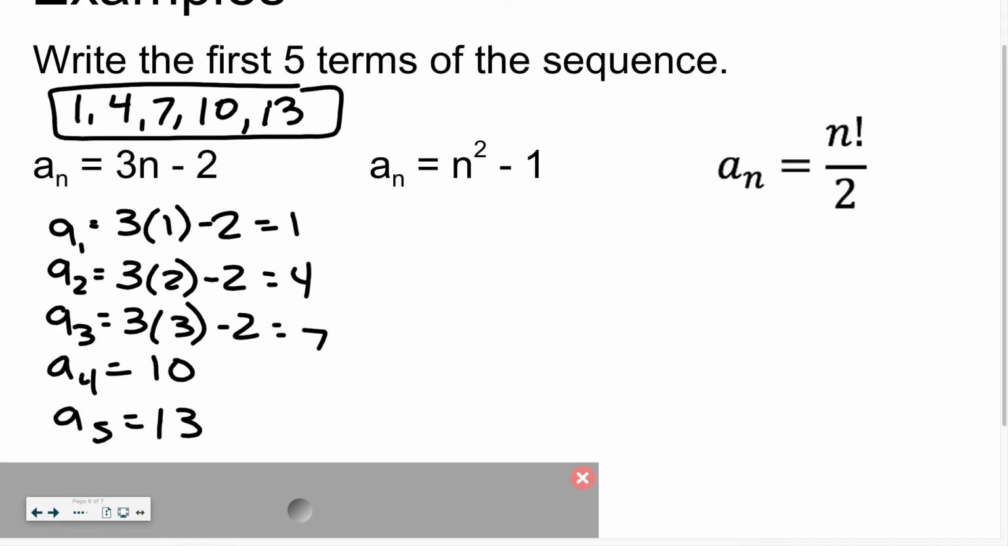Because what does this function, 3n minus 2, look like, that you have studied quite a bit? It looks like a linear function. It looks like a line, and a line goes up by a constant slope, right? So that's kind of like my rise over run. It's how much I'm increasing. Can you guys get me the 5 terms for the next 2 sequences?